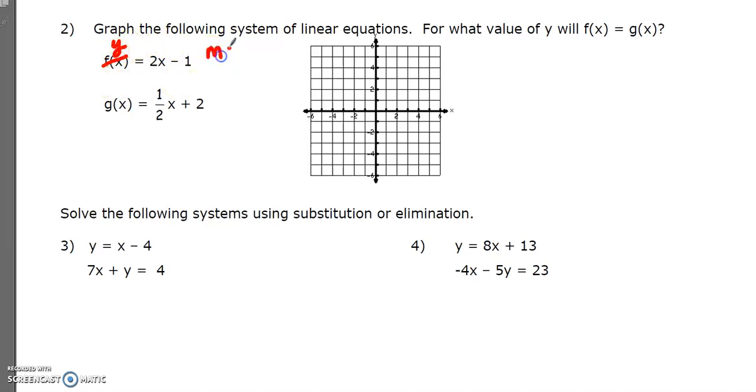So my slope is going to be a positive 2. And because we're going to use it to graph, I'm going to make it over 1. And my y-intercept is going to be at negative 1. So on the y-axis, I begin at negative 1. From that point, I'm going to rise 2 and run 1, rise 2 and run 1. And then I'll draw my line to connect those points.